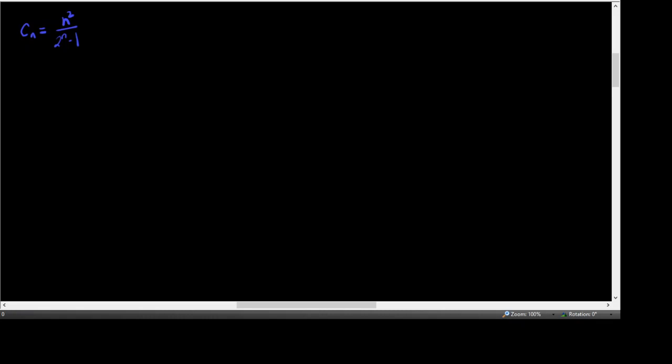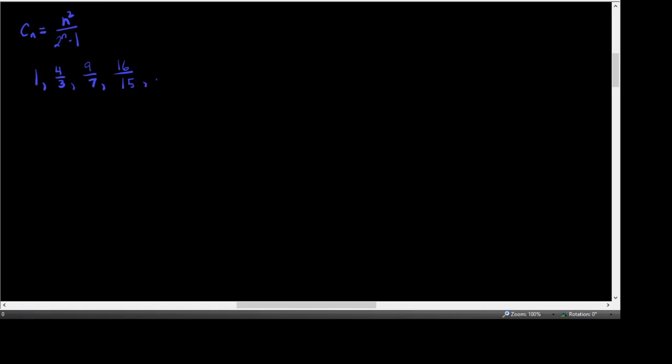If I substitute in 1, I'll get 1 squared over 2 minus 1, so that's 1. If I substitute in 2 for n, that'll be 4 over 4 minus 1, so 4/3. Put in 3, that's going to be 9 over 2 cubed, which is 8, minus 1 is 7. For 4, it's going to be 16 over 2 to the 4th, which is 16, minus 1 is 15.